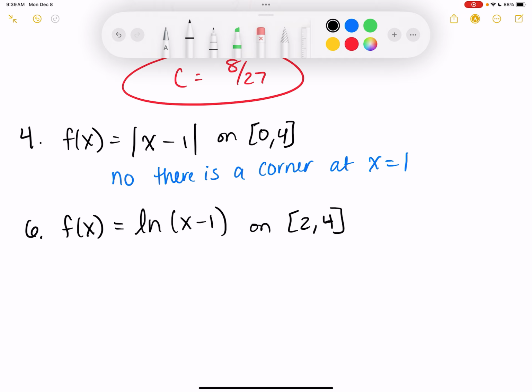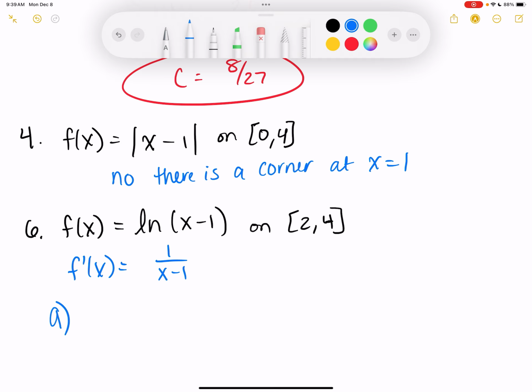It wouldn't be differentiable. But 2 to 4 is good because when I plug in 2, I have a positive number, and obviously 4 is a positive number. So that means with this one I'm good. So I need to first take the derivative of it. f prime of x is 1 over, so the ln of x would be 1 over x, so this would be 1 over x minus 1. The derivative of the inside for the chain rule is just 1, so I have the chain rule, but I don't have to do anything.